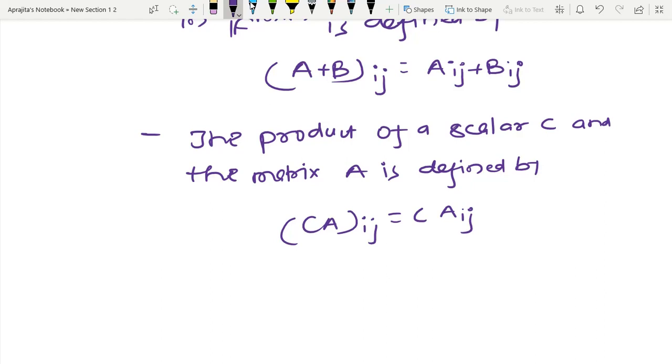So in this way one can define the space of m cross n matrix. For our purpose, here F is the real number.